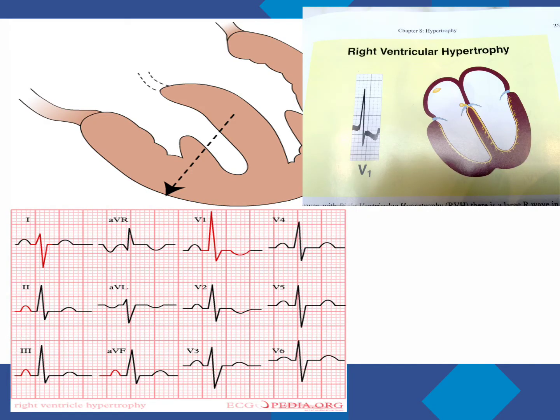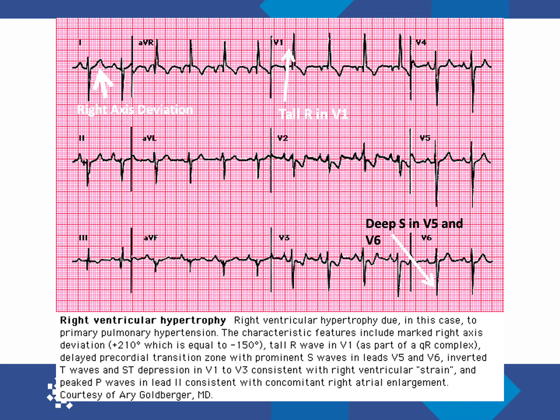Here is just one more image showing the same thing. Right ventricular hypertrophy, positive deflection in V1. This is a classic right ventricular pattern with a very positive V1, very negative V6, negative 1 showing right axis deviation. Be sure you can look for and recognize these features.